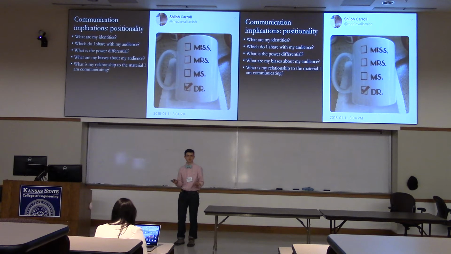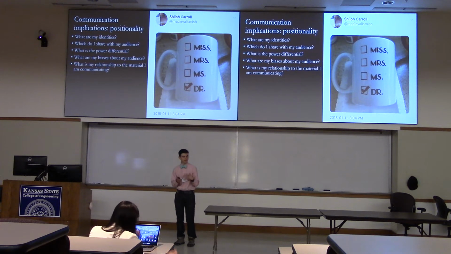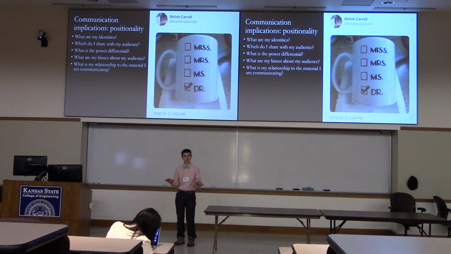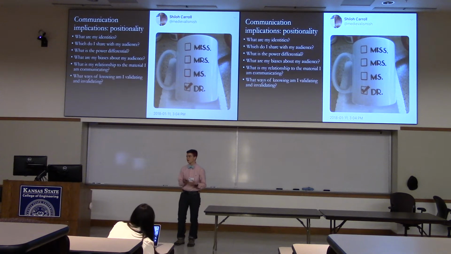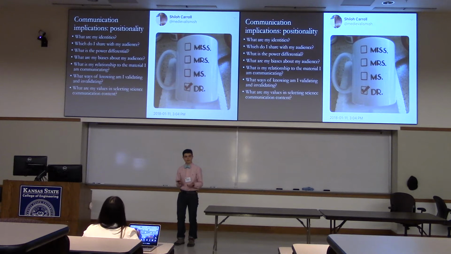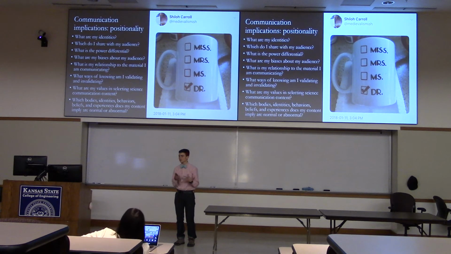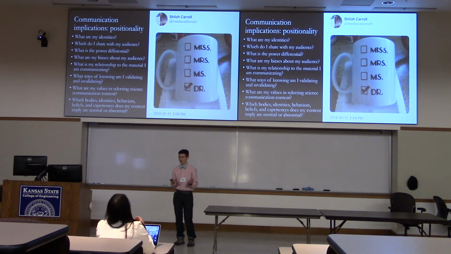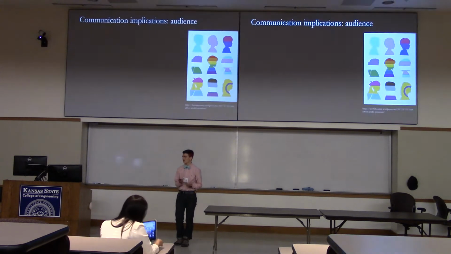What is my relationship to the material I'm communicating? Is it my research, done by someone I know, or just something I care a lot about? What ways of knowing am I validating and invalidating through my science communication? What are my values in selecting the content that I'm communicating? And then ultimately, which bodies, identities, behaviors, beliefs, and experiences does my content imply are normal or abnormal, valid or invalid? And so the other half of this relationship in science communication is going to be audience.